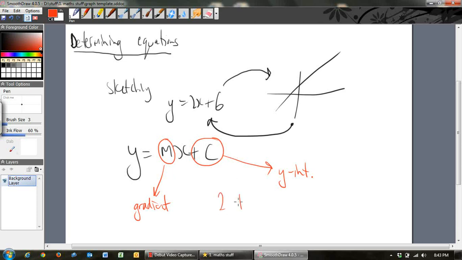So there are two things we need. If you have those two things, then you're sweet. All you have to do is find the gradient and the y-intercept of a line, and then put them into this equation, and you've got the equation of the whole line. I'll do heaps of examples, but that is the premise of what we're talking about today. We look at a graph: can you find its gradient? Can you find its y-intercept? If so, put those two into the equation.